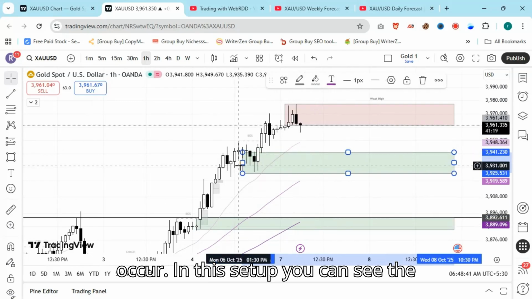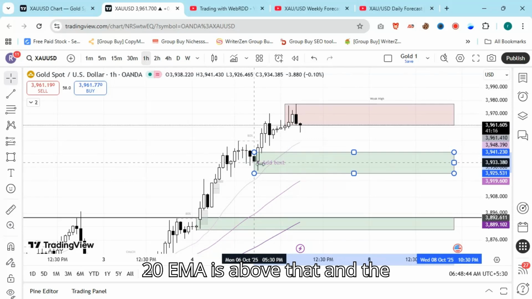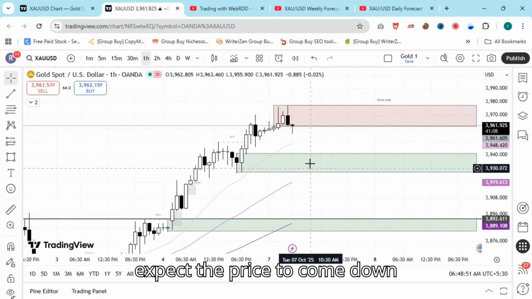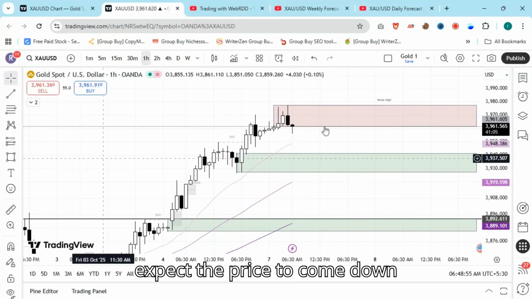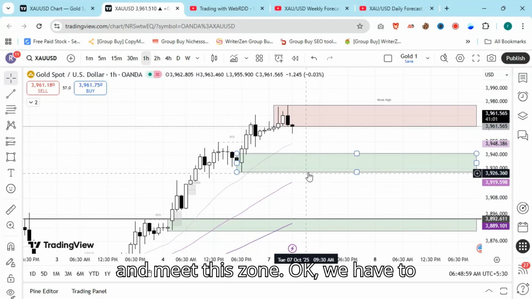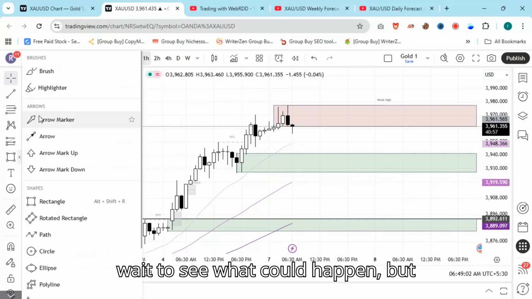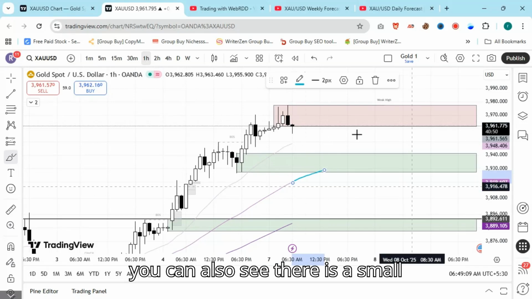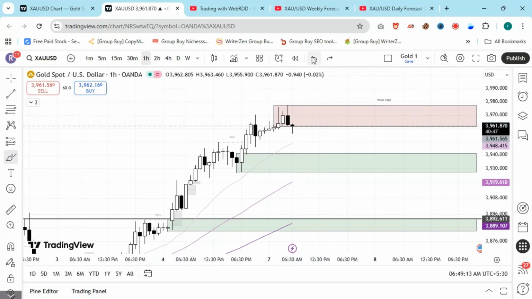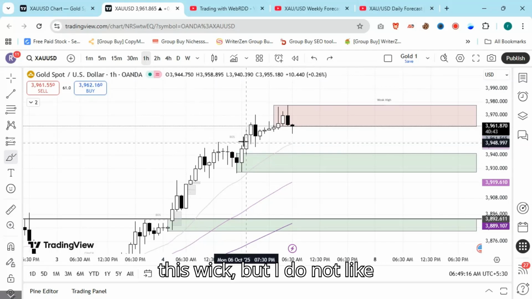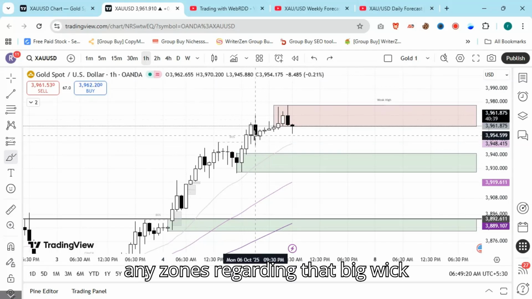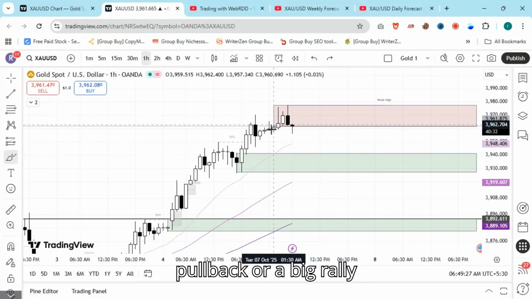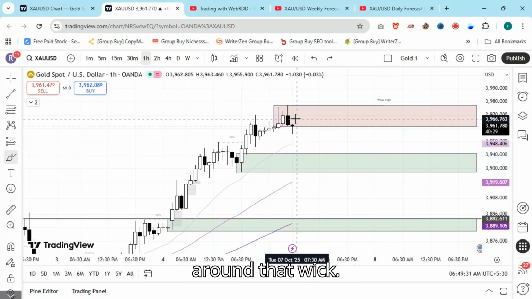In this setup, you can see the 20 EMA is above that and the 50 EMA is below it. So I expect the price to come down and meet this zone. Okay, we have to wait to see what could happen. But you can also see there is a small pullback after this wick, but I do not like any zones regarding that big wick because that is not a big pullback or a big rally around that wick.